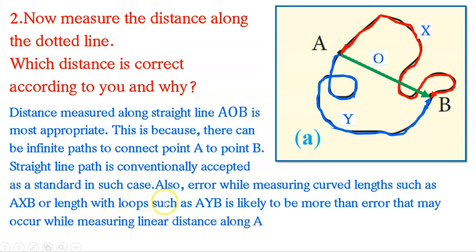Okay, also error while measuring the curved lengths such as along the AXB, or the length with loop such as AYB, is likely to be more than the error that may occur while measuring linear distance along AOB. Therefore, a distance AOB is more appropriate.